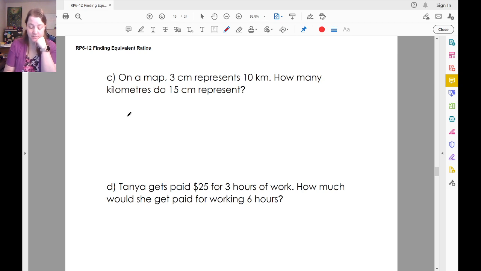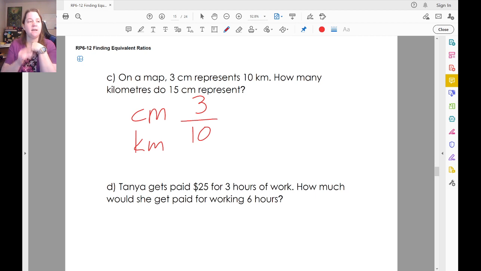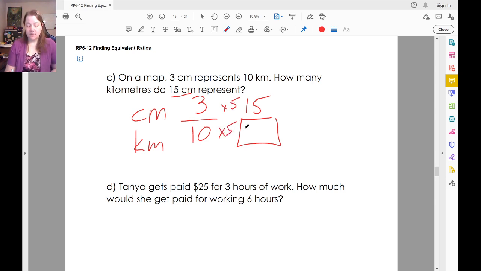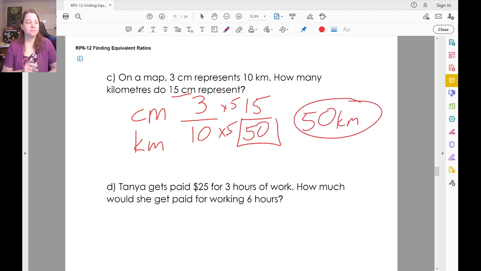On a map, 3 centimeters represents 10 kilometers. So I know that I'm comparing centimeters to kilometers. 3 centimeters represents 10 kilometers. How many kilometers do 15 centimeters represent? Well, now I'm going to put that 15 centimeters in the centimeter row. And I know that 3 times 5 is 15. So 10 times 5 is 50. So it represents 50 kilometers.